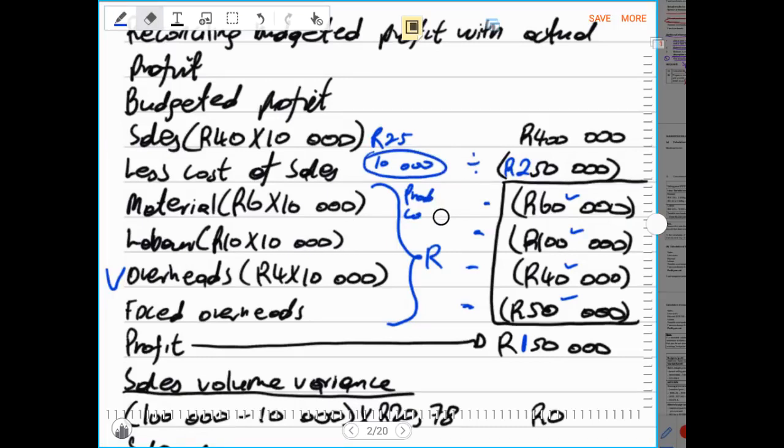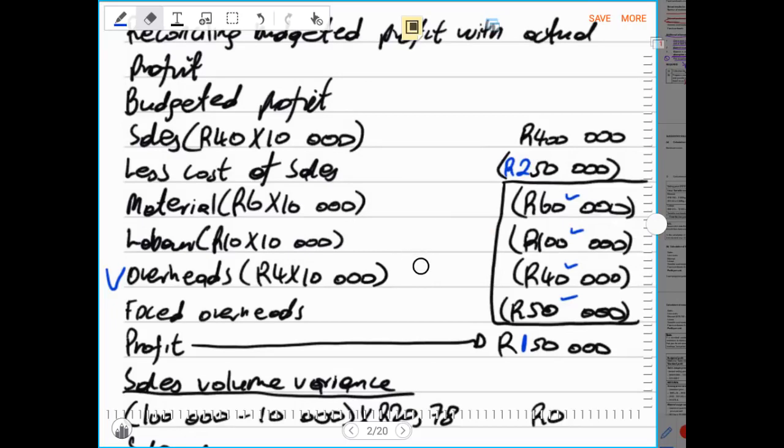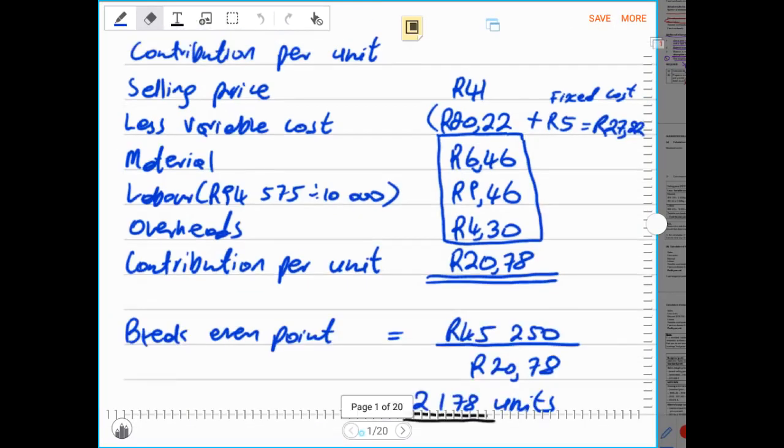Instead of separating all these items, you have your material, your labor, and you also have your overheads. However, this is not important. You might not understand it at this time because I'm not going into details, and I'm explaining it as an overview of the question that I've already done.